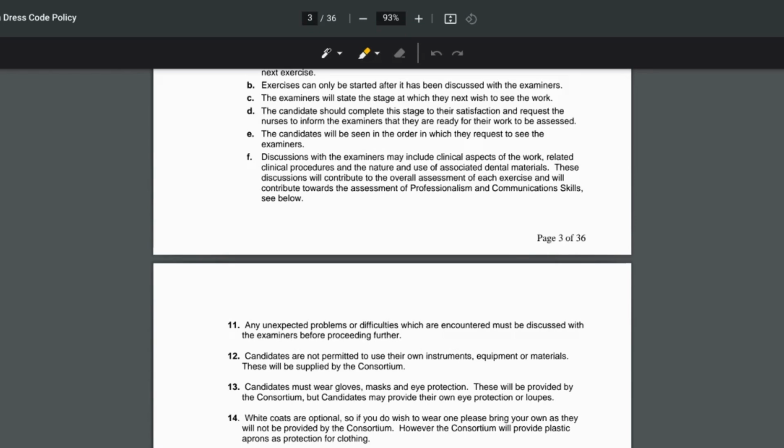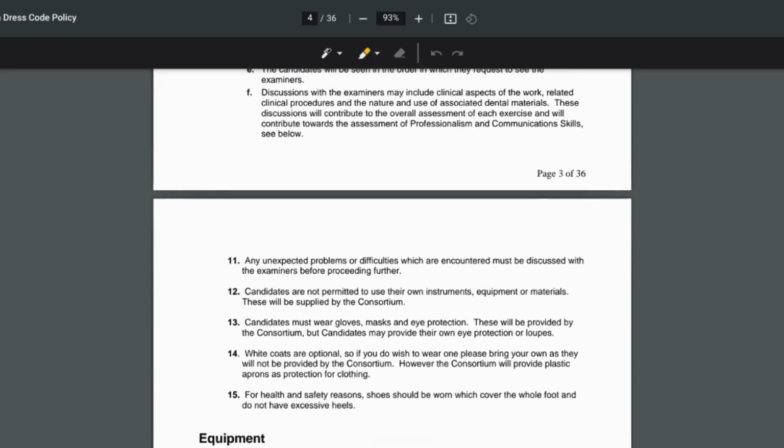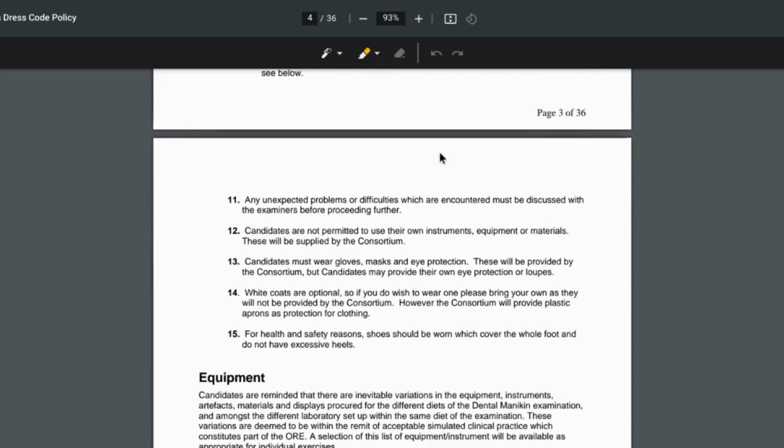Discussions with examiners may include clinical aspects of work, related clinical procedures, and the nature and use of associated dental materials. These discussions will contribute to the overall assessment of each exercise and towards the assessment of professionalism and communication skills. Any unexpected problem or difficulty encountered must be discussed with the examiners before proceeding further. Candidates are not permitted to use their own instruments. You will get everything from there.